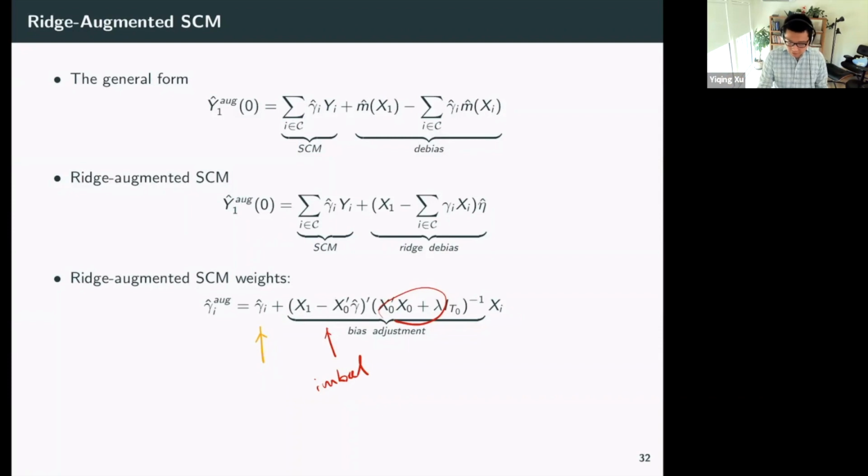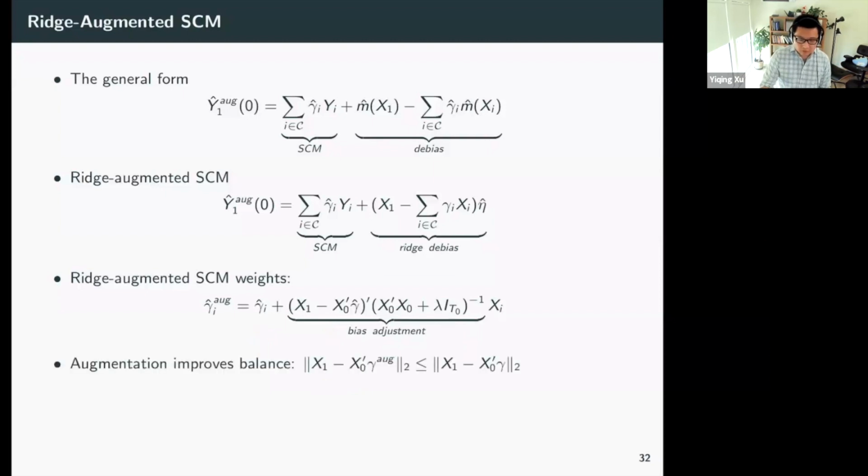If you still have some imbalance, you have a ridge adjustment, and this penalty prevents this second part from exploding, because there you always have something in the denominator. So the paper shows, both using simulations and in proof, that if you use the augmented weights, sorry, I should have a hat here, the balance significantly improved compared with not using the outcome model.